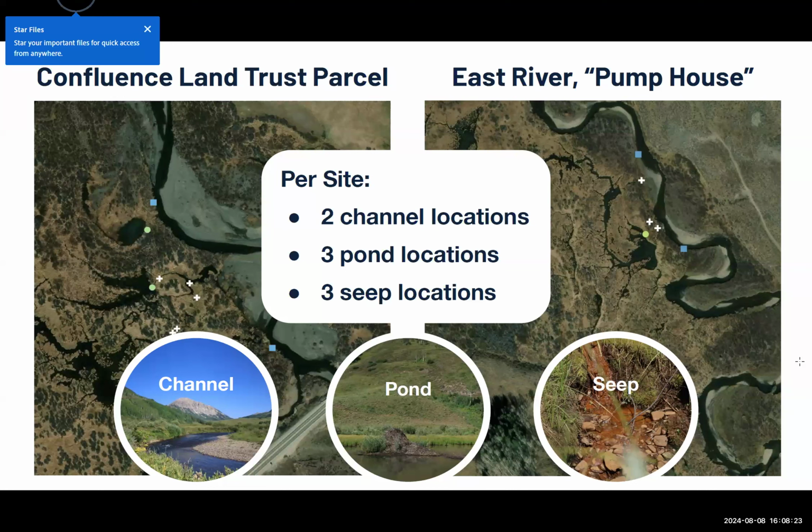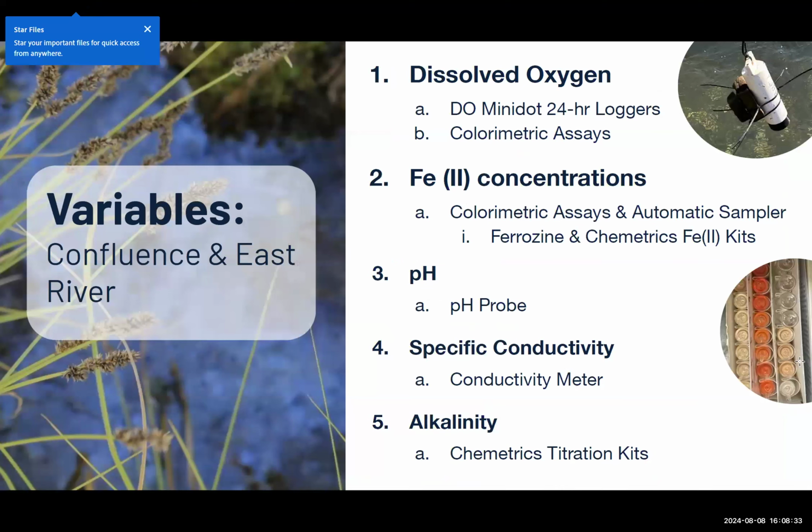The variables that I examined were dissolved oxygen, looking at both point and continuous dissolved oxygen measurements. Also iron 2, testing the reliability of 2 different methods, including ferrozine and Chemetrics kits, as well as taking in-person and automatic samples. And my final parameters were pH, specific conductivity, and alkalinity, which all just help frame the redox environment.